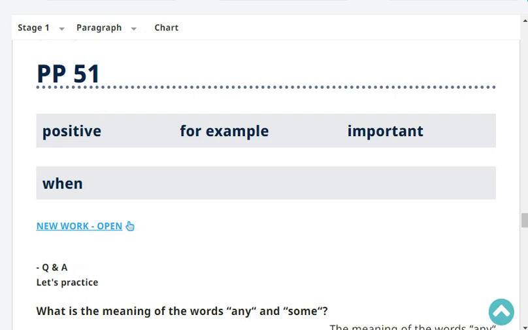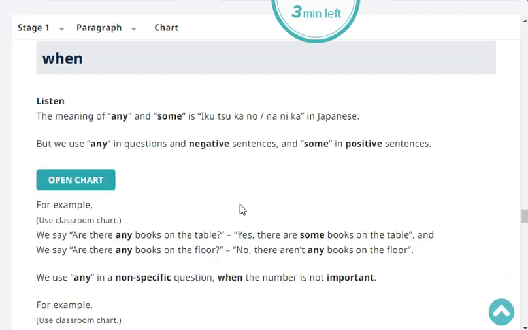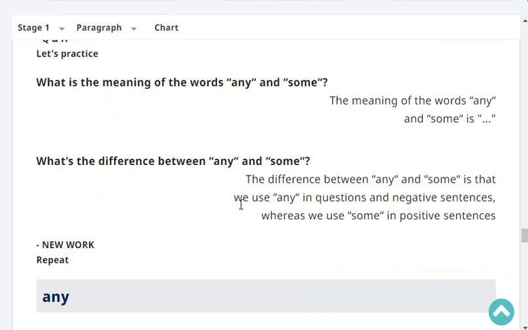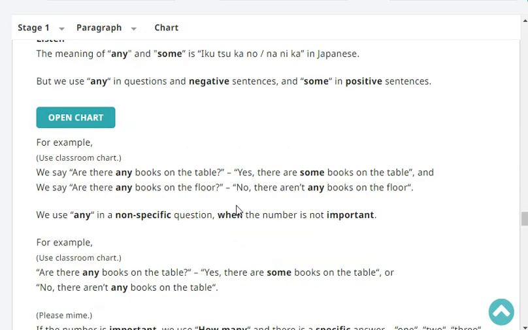What is the meaning of the word any and some in Japanese? The meaning of the word any and some is あれらこれそれら in Japanese. But the difference between any and some? The difference between any and some is that we use any in question and negative sentences, whereas we use some in positive sentences. Any. Are there any books on this table?